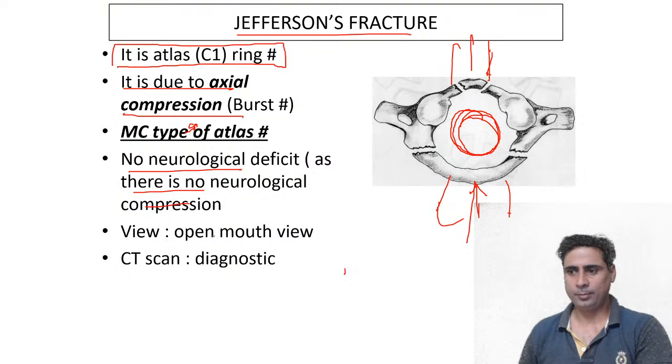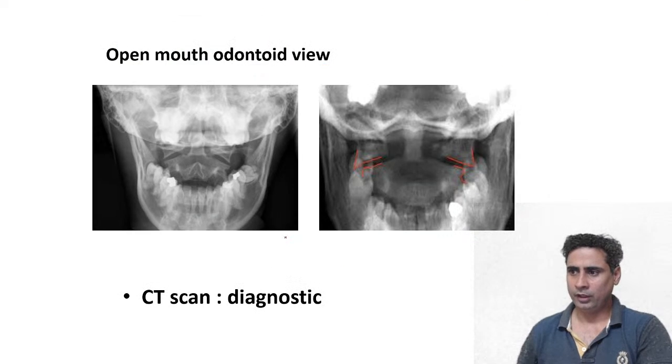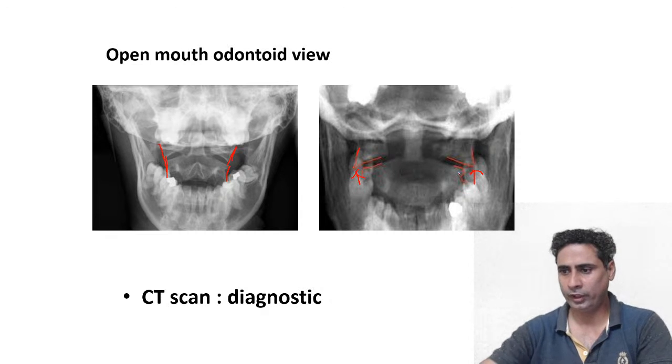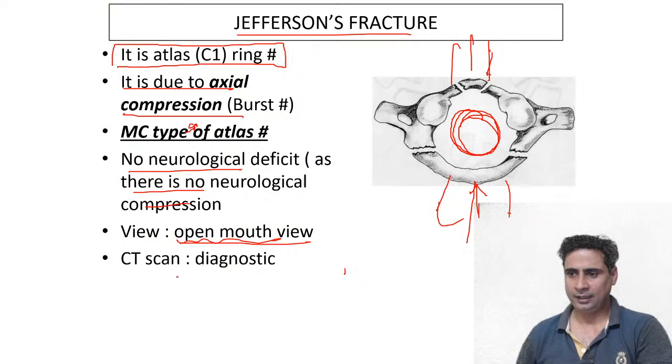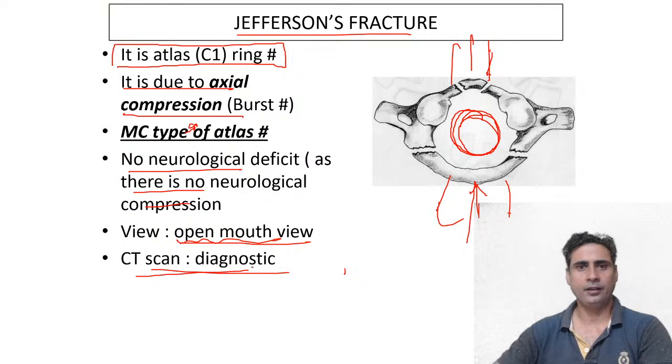On X-ray, the specific view is the open mouth odontoid view, where you can see normally the lateral borders of atlas and axis coincide. Whereas in Jefferson's fracture, here you can see it has come laterally. So this is the open mouth odontoid view. CT scan is diagnostic.